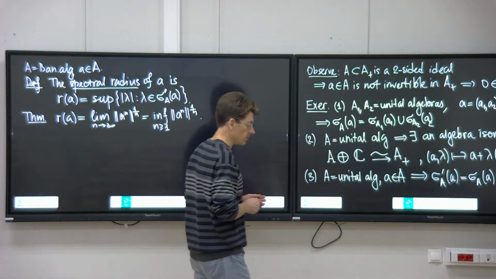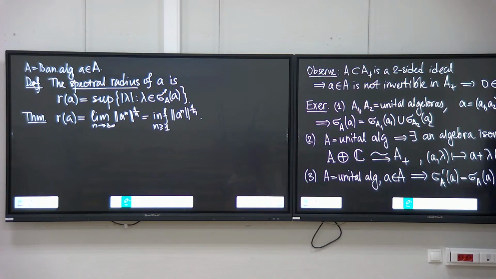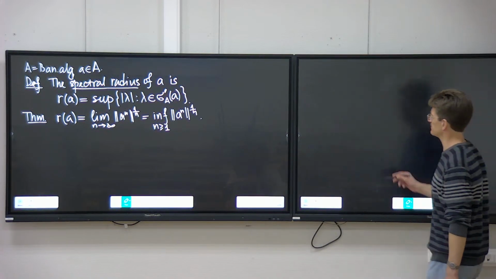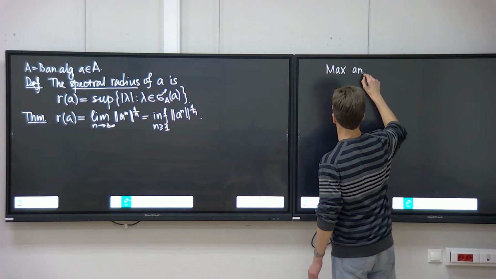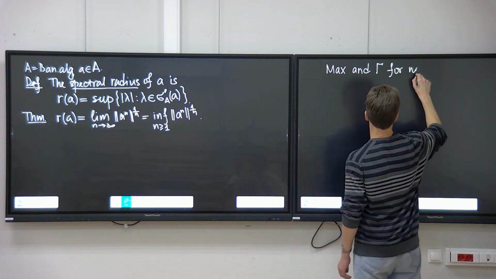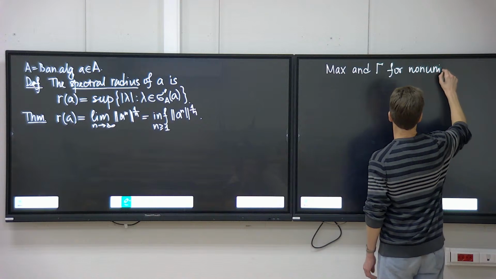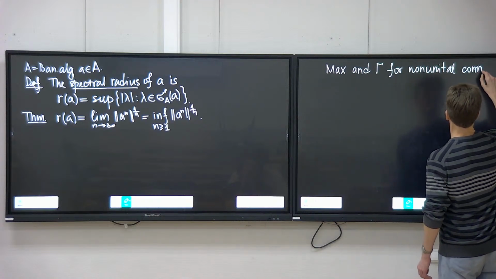Okay, let's now look at non-unital versions of the maximal spectrum and the Gelfand transform gamma for non-unital commutative Banach algebras.